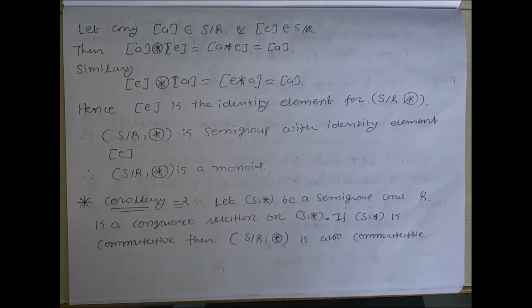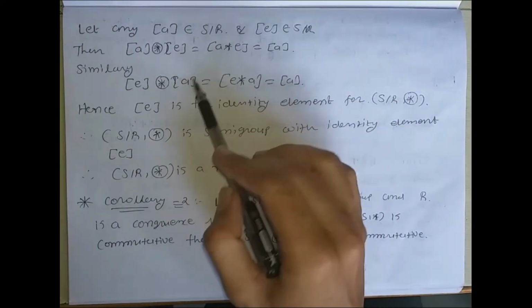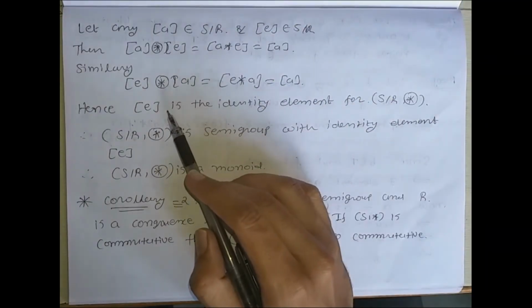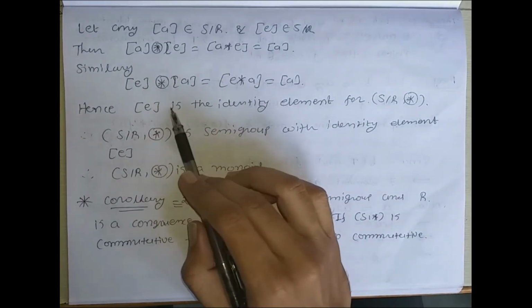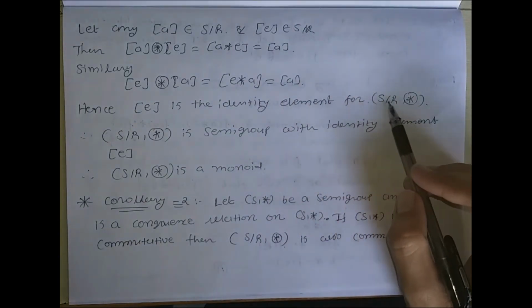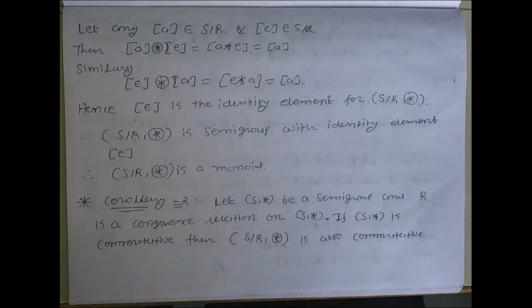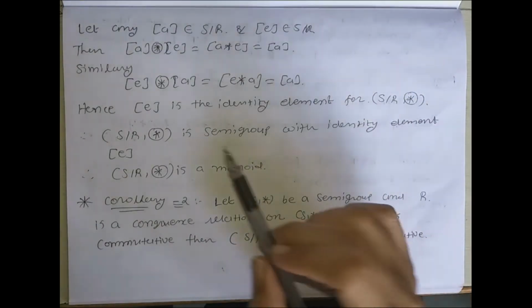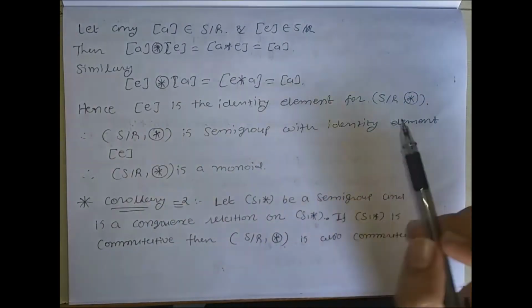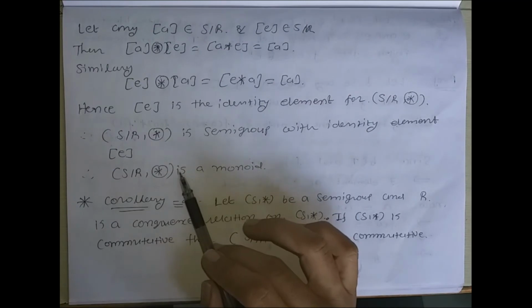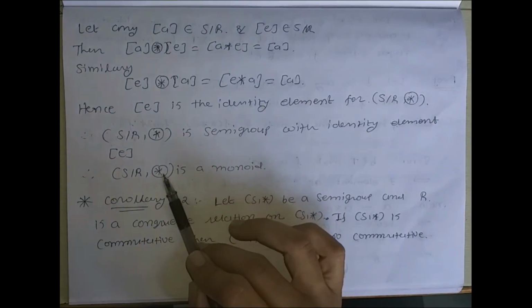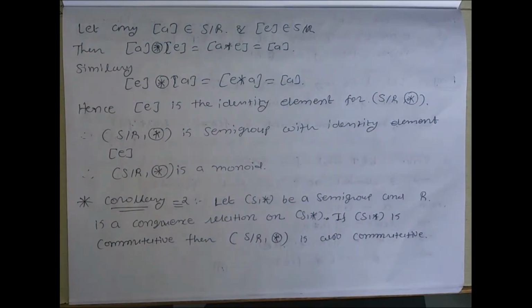Equivalence class of A. Okay, so from both of these steps we can say that equivalence class of E is the identity element for S quotient R. So for this semigroup, what we get? S quotient R is a semigroup with identity element equal to equivalence class of E. So S quotient R with binary operation ring star is a monoid. Now this is a very simple corollary.